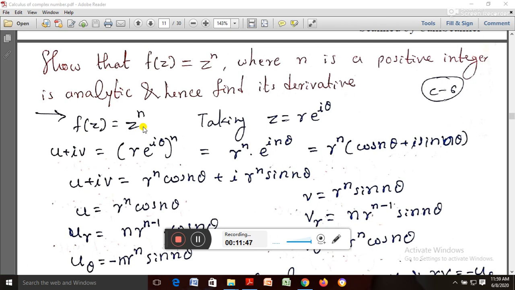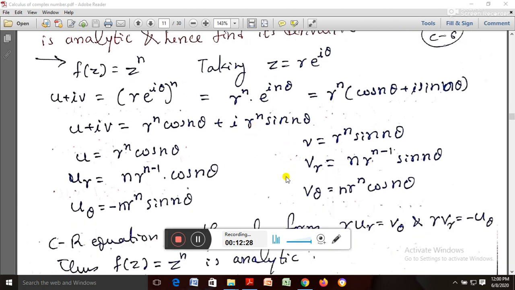So that we can easily separate the real and imaginary parts. Here z raised to n is there, so put z is equal to r into e raised to i theta. Therefore u plus i into v equal to r e raised to i theta, whole raised to n. On simplification we get r raised to n into e raised to i n theta, which is cos n theta plus i sin n theta. So it can be rearranged: u plus i into v equal to r raised to n into cos n theta plus i into r raised to n into sin n theta.